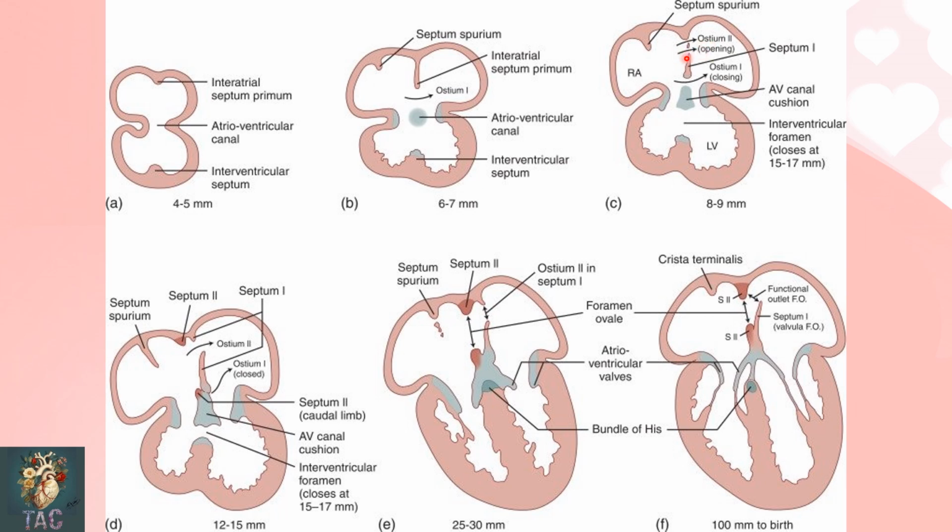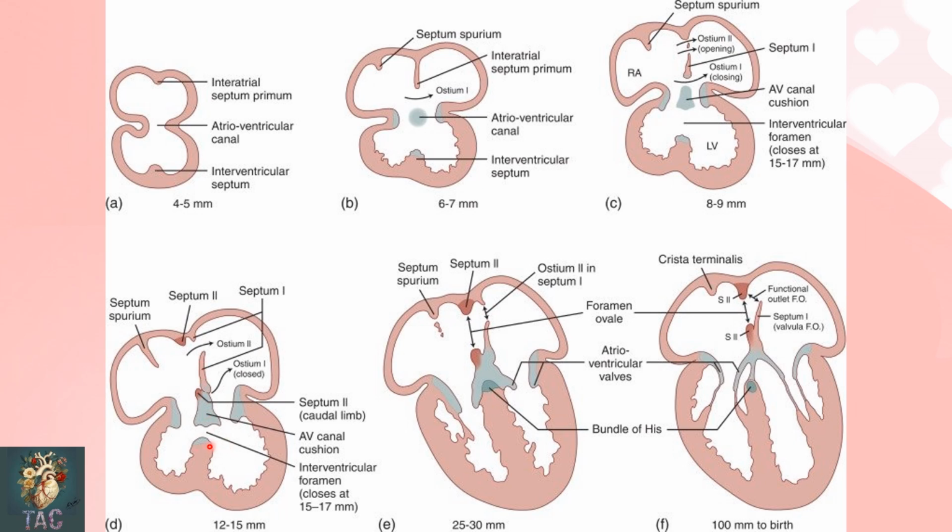Here you can see the opening which is called the ostium secundum, which is formed because of apoptosis in the septum primum, and at the same time when this ostium secundum is formed, the ostium primum will be closed by opposition of the septum primum with the endocardial cushions.